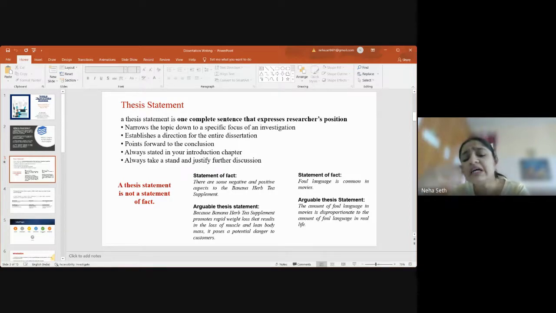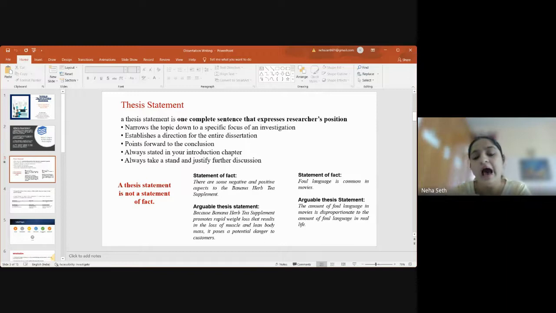Rather, there are a few examples that we have quoted here. The thesis statement should be something that is arguable. Okay, so there are two examples mentioned here. In the first one, a thesis statement of fact is given, which says that there are some negative and positive aspects of banana herb tea supplement. People who are consuming banana herb tea supplement may have some positive or some negative aspects from it. So this is a statement of fact, but this cannot be presented in your dissertation as a problem statement.